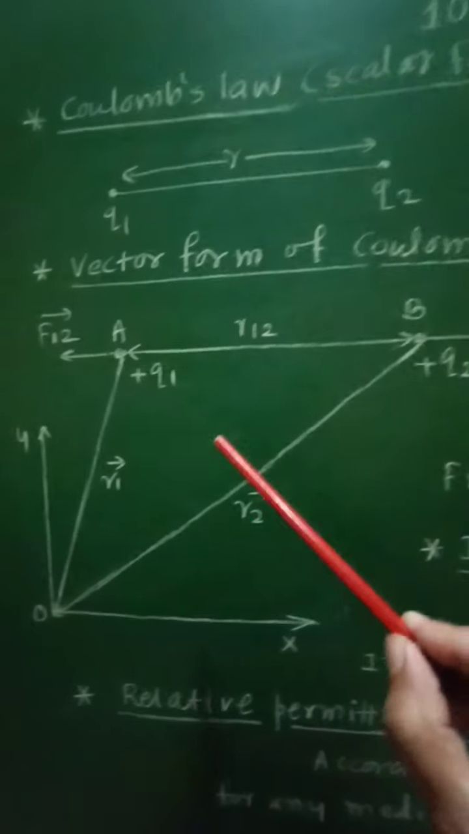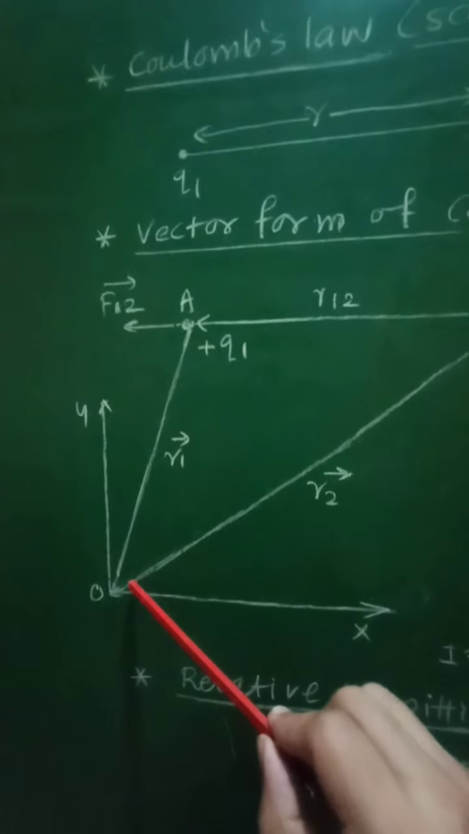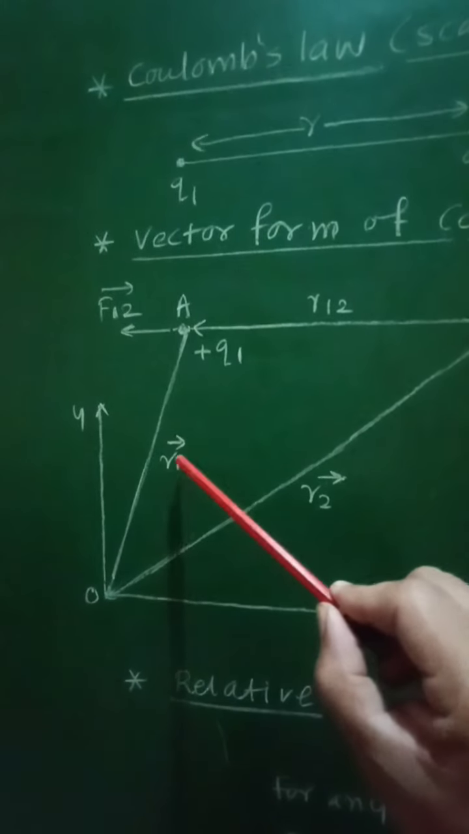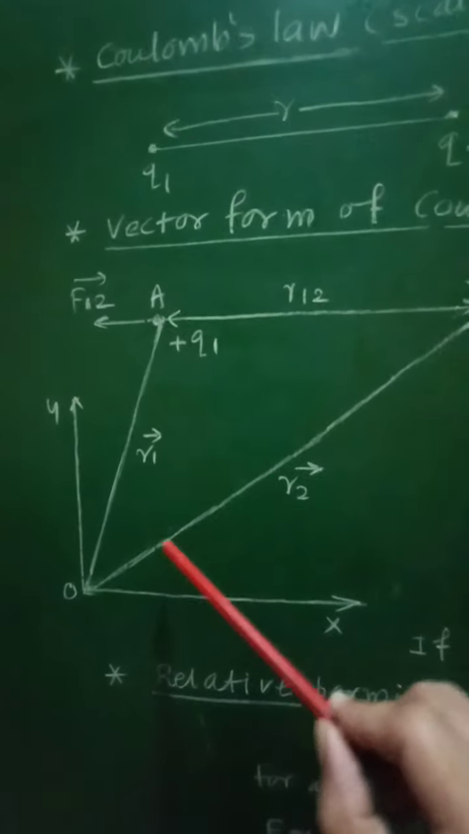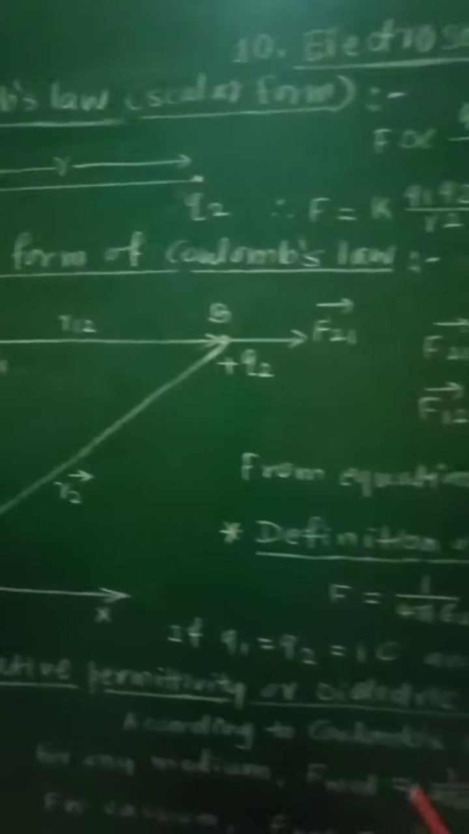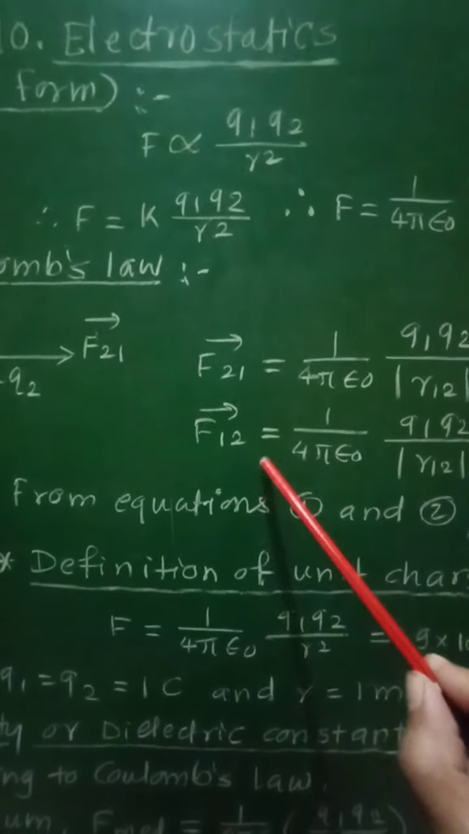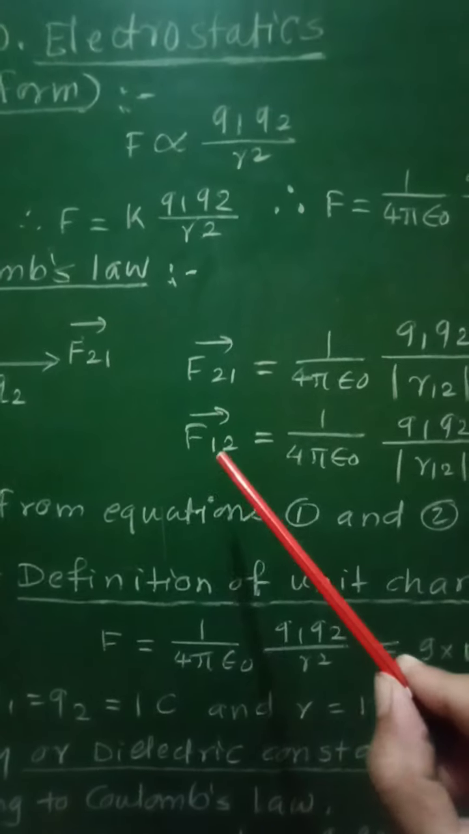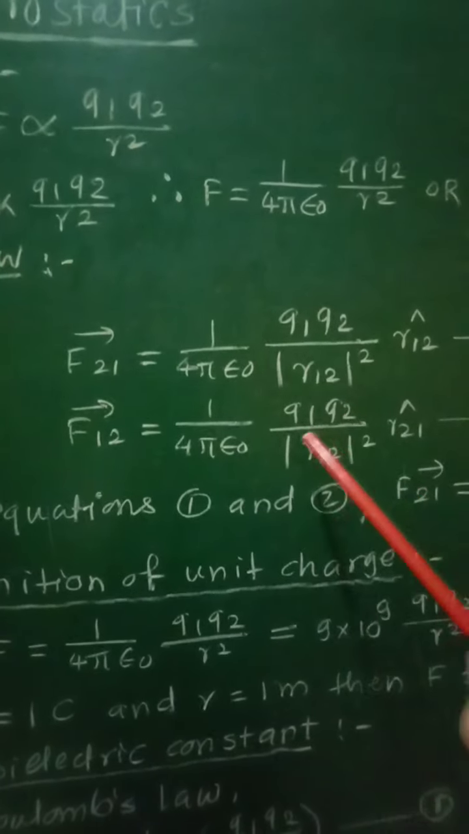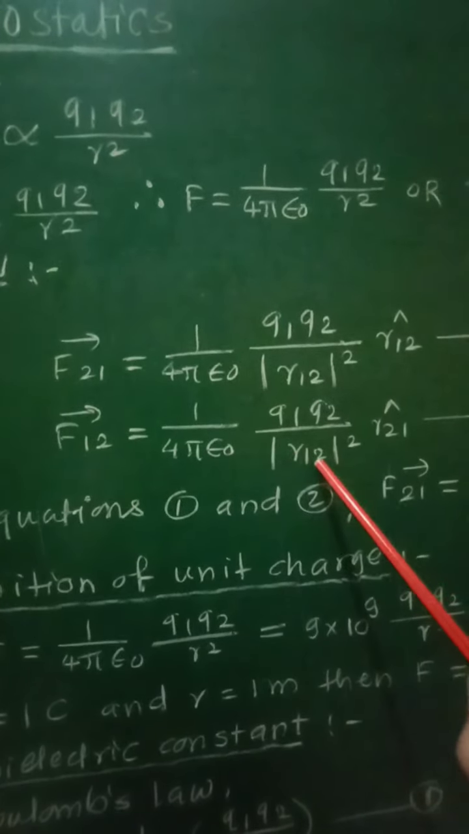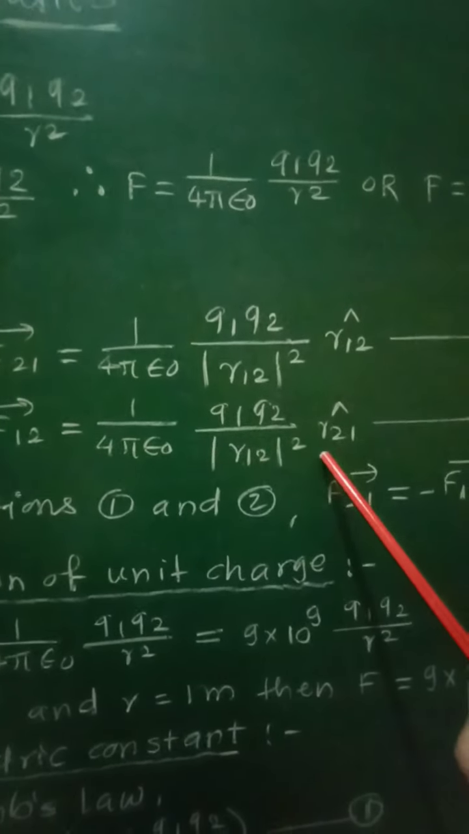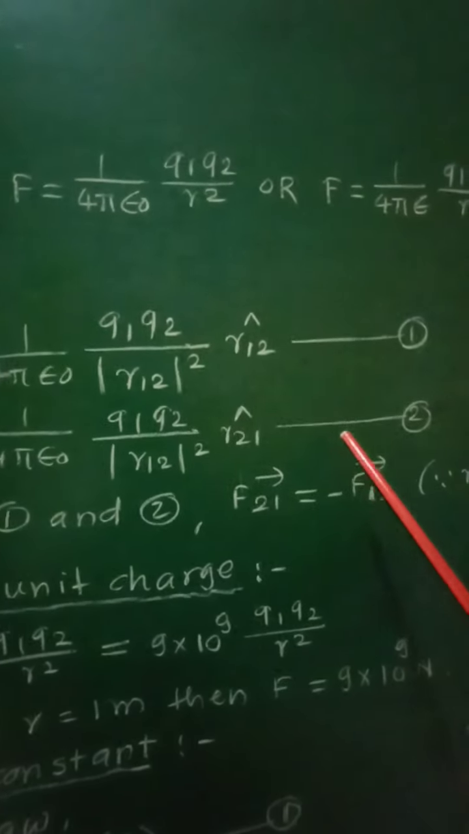So in this case, point O is there at the origin of the coordinate axis having x and y axis. R1 will represent the position vector of charge Q1 and R2 will represent position vector of charge Q2. Now the second force F12, that is the force acting on the charge Q1 by charge Q2, is given as 1 upon 4 pi epsilon 0 Q1 Q2 upon R12 square, that is magnitude of R12 square, into unit vector R21 cap, let it be equation number 2.